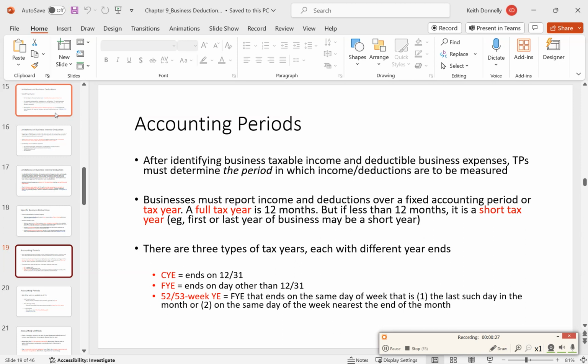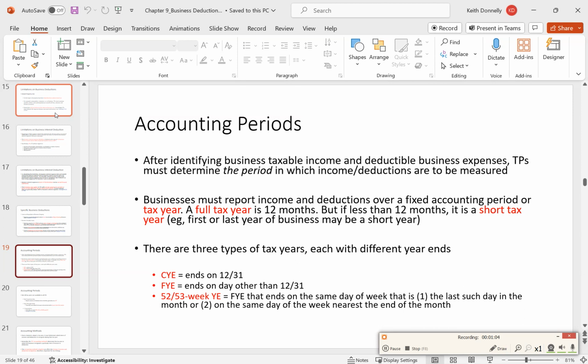Okay, so we talked about business income. It's generally going to be gross income from all sources, usually what the business is for, right? We're selling our goods, we're providing our services. We talked about expenses. We said they had to be ordinary and necessary. We talked about caveats to those expenses when you don't get them. The next thing is once you figure out your income and your expenses, you've got to say, okay, what is the period in which we're recognizing these income and deductions? What is our tax year where we're going to report them?